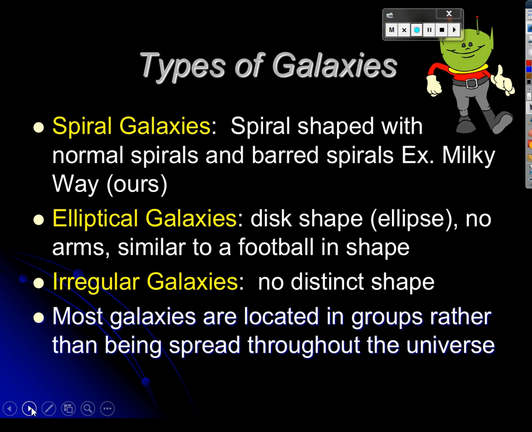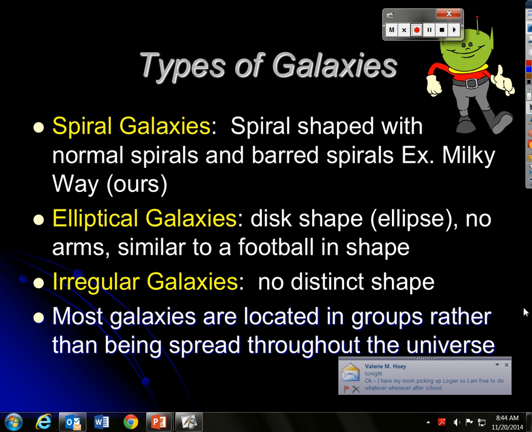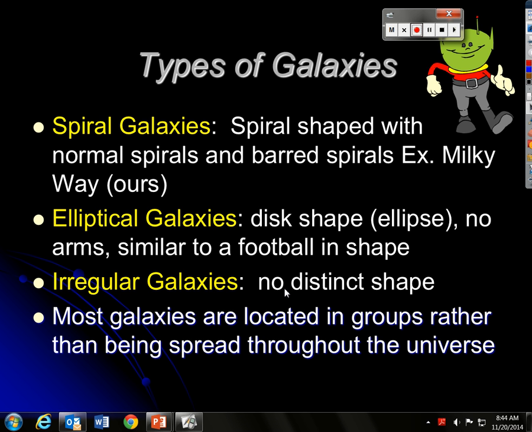Okay, there are three types of galaxies: spiral galaxies, elliptical galaxies, and irregular galaxies. Honestly, they're named for the way they're shaped. A spiral galaxy is like our Milky Way. It literally looks like a spiral. An elliptical galaxy is disc shaped or like an ellipse. Kind of think of a football in shape. And then an irregular galaxy has no distinct shape whatsoever.